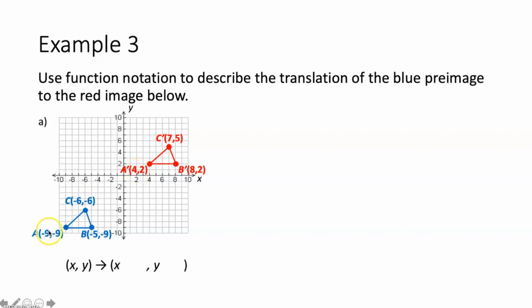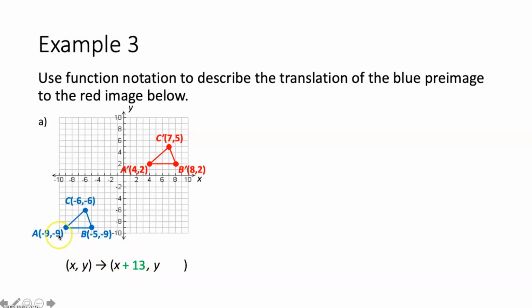So let's start with the x-coordinate. What do I add or subtract to -9 to get it to be 4? Wouldn't I add 13 to -9 in order to get 4? Yeah. What about the x-coordinate for B? What do I have to add or subtract to -5 to get 8? Well, I add 13, right? Same thing with C. -6 to 7, I add 13. Yeah, so x plus 13 is going to be the x portion of my function notation.